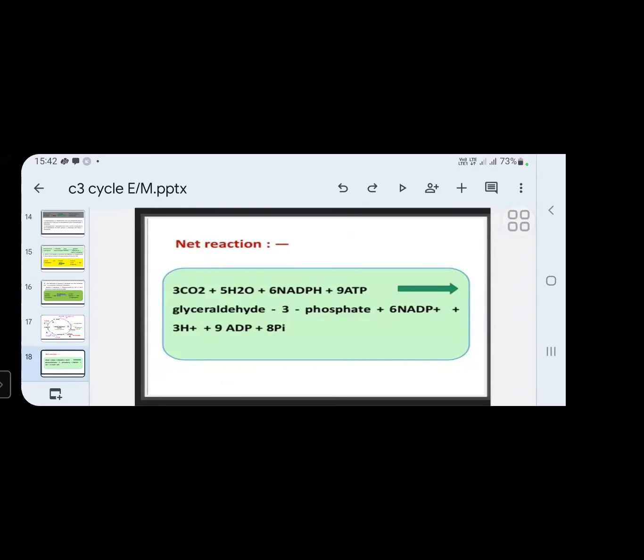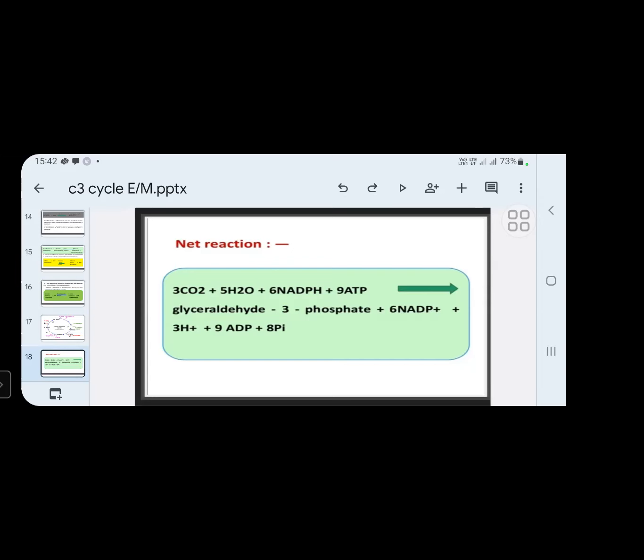So it can be concluded that 6 turns of the cycle form one glucose, C6H12O6. Six turns of this cycle are required to produce a hexose phosphate. Here I will show the net reaction of the cycle: 6 CO2, 10 H2O, 12 NADPH, and 18 ATP are utilized in this reaction and converted to glyceraldehyde 3-phosphate.